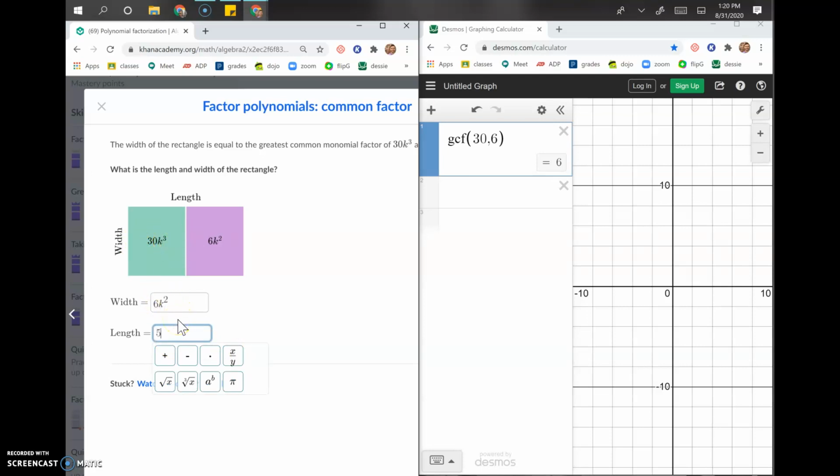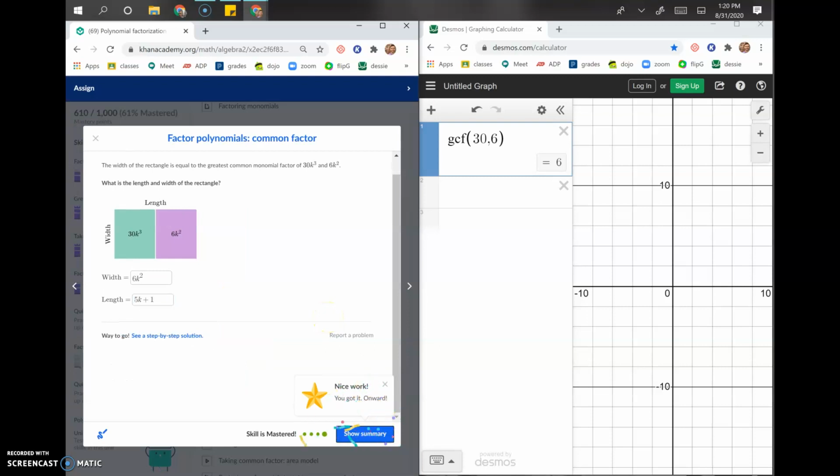Well, there's going to be a 5. 5 times 6 gives us 30, and then we're going to need another k to get to the k to the third. Plus 6 times 1 would give us 6, and then 6k squared times 1 would give us 6k squared, so it's just plus 1. And that's how you factor polynomials with a common factor.